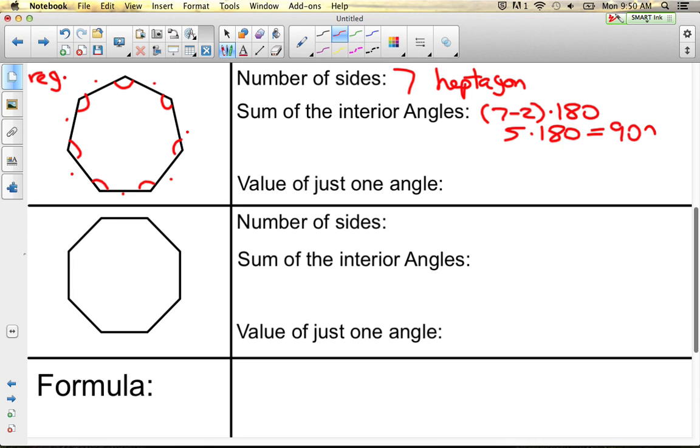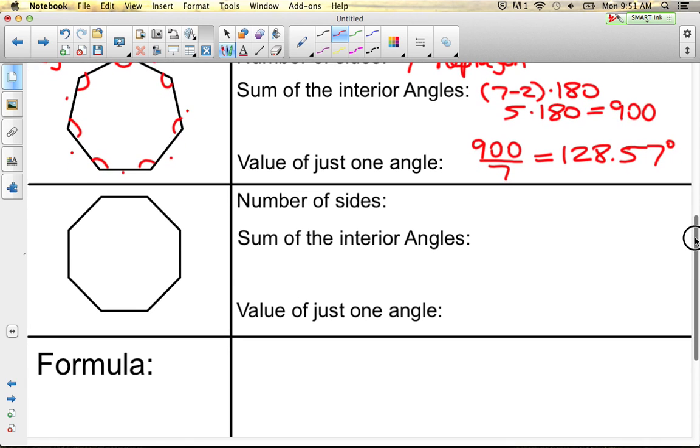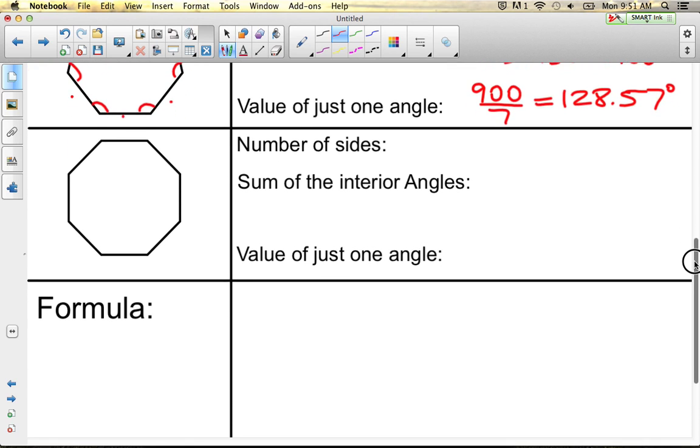Should have 900. If we want the value of just one angle, since they're all equal, we just take 900 degrees, divide it by 7. And if you're guessing, yeah, we should have a decimal because it's not going to go in evenly. So we're going to have to round, we're going to say approximately 128.57 degrees. So don't freak out if not all of them come out perfect. You're going to get some decimals.